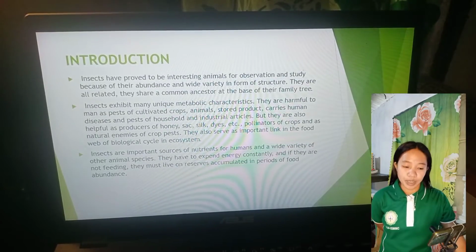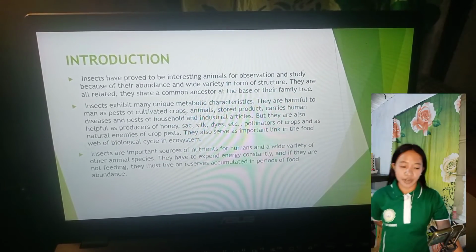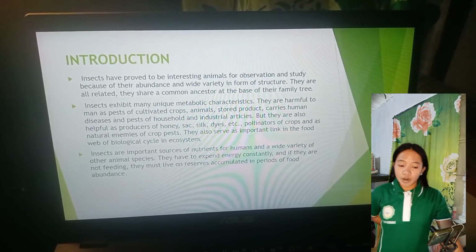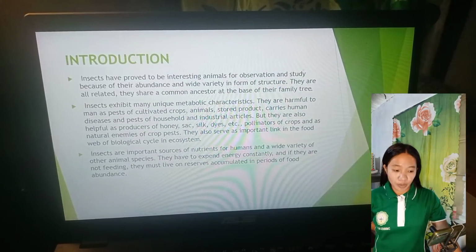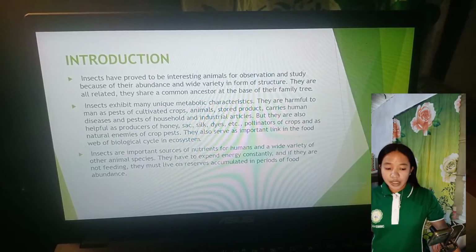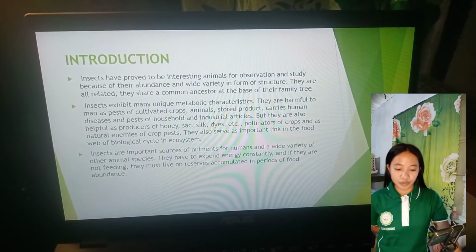Insects have proved to be interesting animals for observation and study because of their abundance and wide variety in form of structure. They are all related. They share a common ancestor at the base of their family tree. Insects exhibit many unique metabolic characteristics.